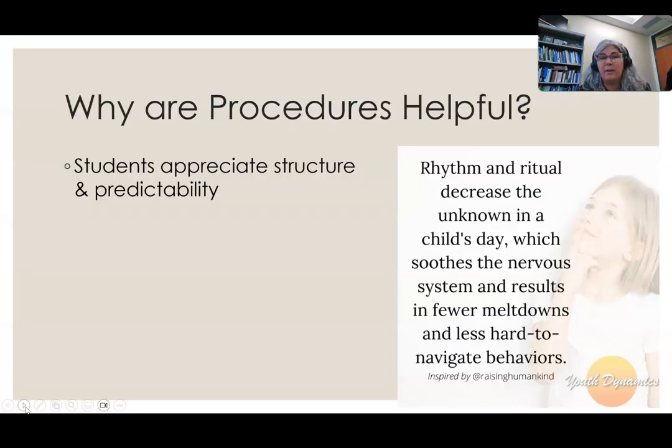So, why are they helpful? First of all, research also indicates that most students do appreciate structure and predictability in the classroom. Now, yes, this is especially helpful for some of your students with accommodations. Students who are neurodivergent typically appreciate that sort of predictability in their routine, that they know at what time they need to get out their book for composition. They know at what time they're going to get snack or lunch, etc.